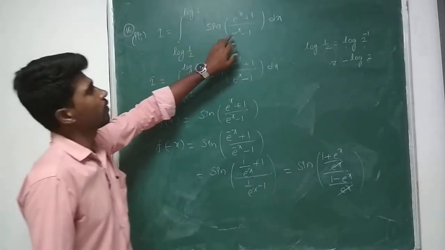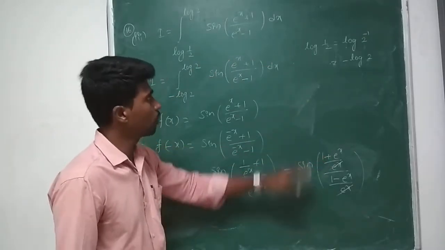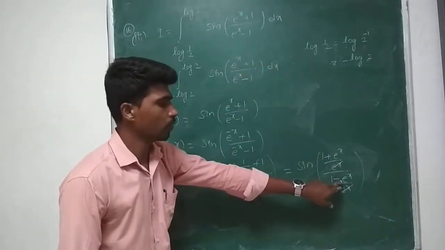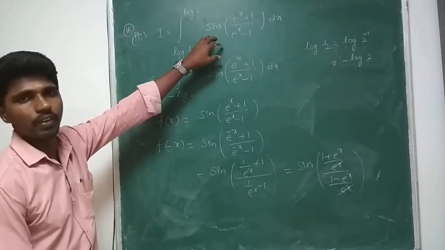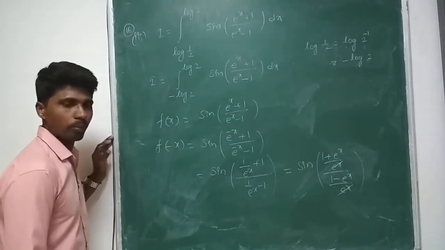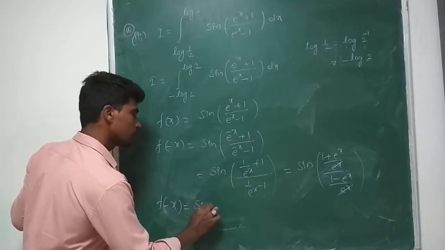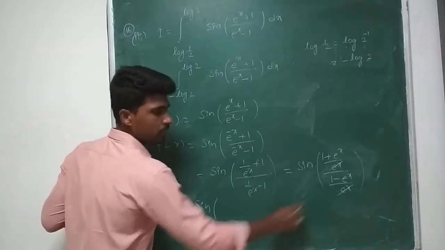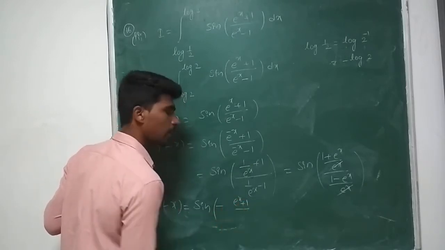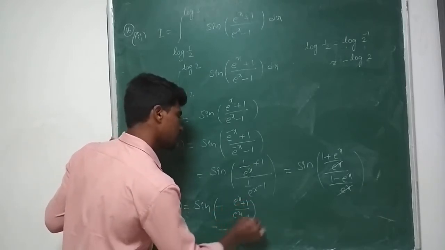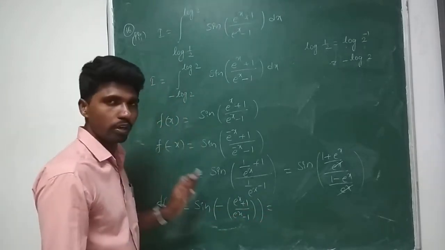But the given question is in the form (e power x plus 1) by (e power x minus 1). With the numerator, no problem. But denominator is like e power x minus 1 and 1 minus e power x. So if I want to express in terms of the given question, I can take minus common. Then f of minus x will be equal to sine of minus (e power x plus 1) by (e power x minus 1). I hope you got this.